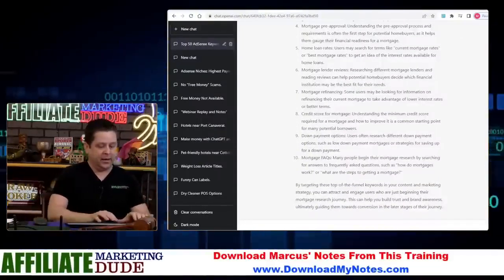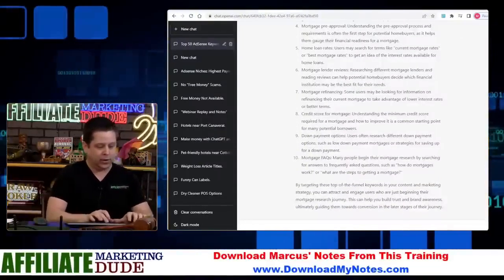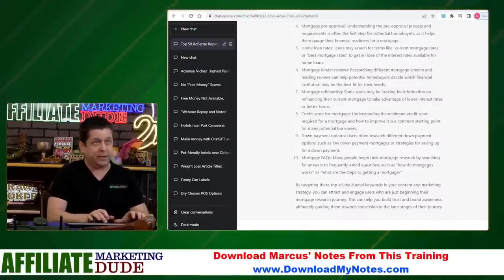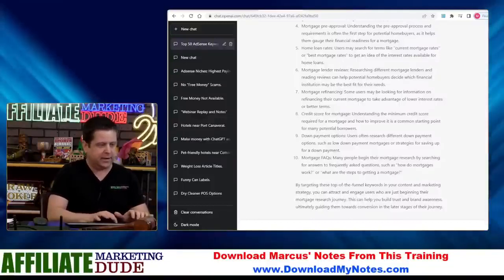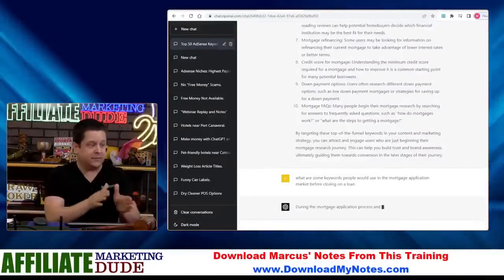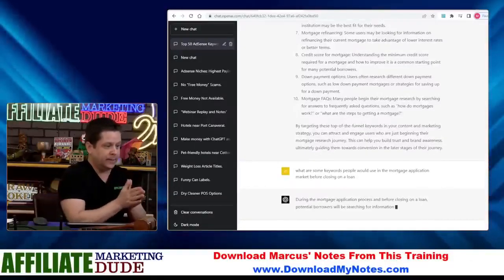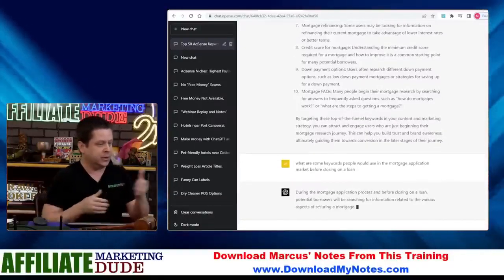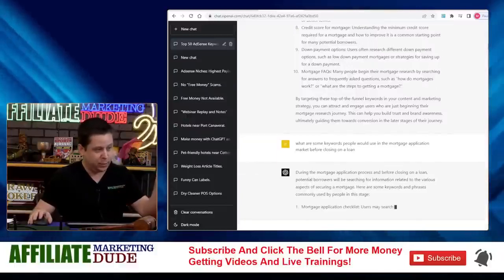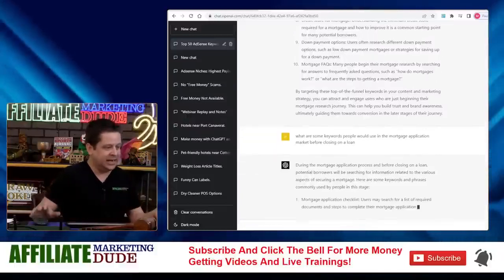We can also say, what are some keywords people would use in the mortgage application market before closing on a loan? Boom. This is going to give me stuff that is super, super important. Now we start to look at this and we're like, okay, here's some keywords or phrases. Hurry up, ChatGPT 4. Mortgage application checklist.